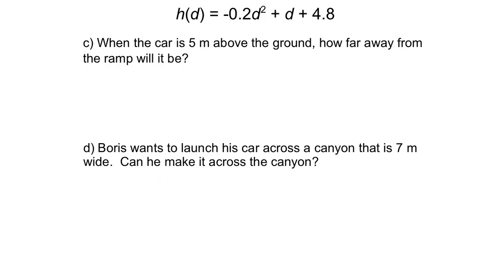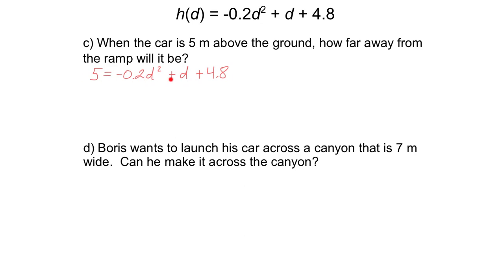Now I'm just switching the screen here, but this is the same function equation that we were talking about in the last slide. When the car is 5 meters above the ground, how far away from the ramp will it be? Okay, when the car is 5 meters above the ground, that 5 meters, that's the height. How far away from the ramp will it be? That's the distance. So this time we know the height, we're solving for the distance. So I'm going to plug in, the height is 5, and I don't know the distance, so I don't change anything over here. But here I have an equation, I'm asked to solve for d.